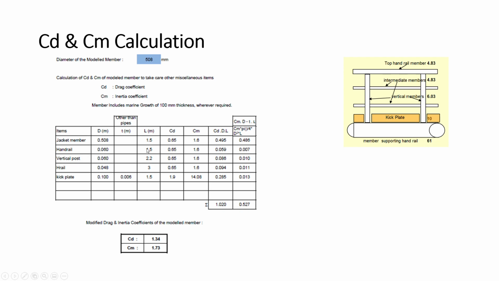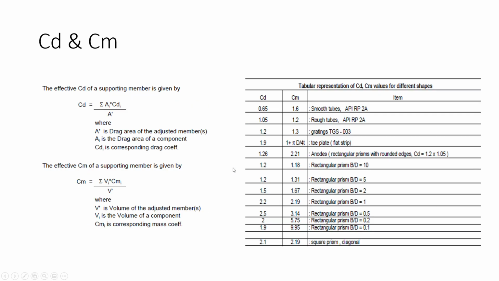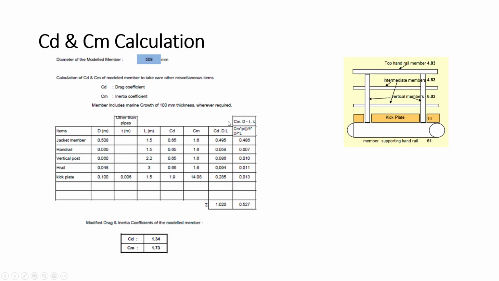If you see here, this is the jacket member, this is the handrail, this is a vertical post, and there is the horizontal rail member here, and this is a kick plate. So for each and every one, the parameters length, CD, CM, we have to enter here as per this formula. I have told you that the summation of the A_i terms we have to calculate here. Finally we will give the CD and CM value. So you have to click this member. I will show how to do this.